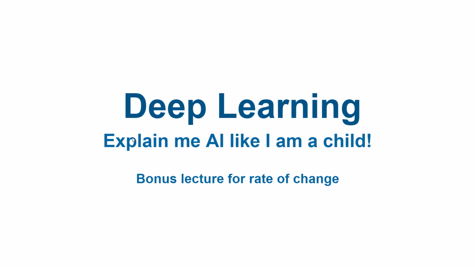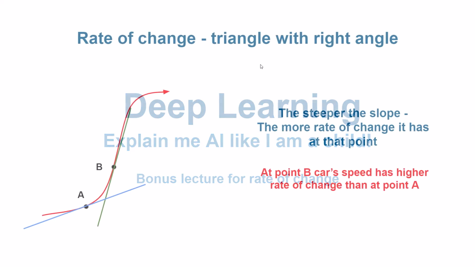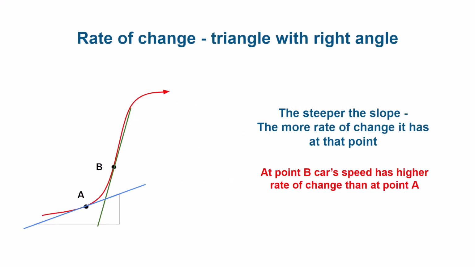So, let's start. If you draw tangent triangles like these, you can calculate the rate of change as well. You have to just make sure that the triangle has a right angle. And if you divide this blue part of the triangle by this red part, you will get our formula. It doesn't matter how big the triangle is, you will get the same result.